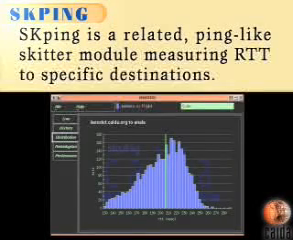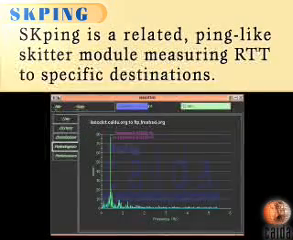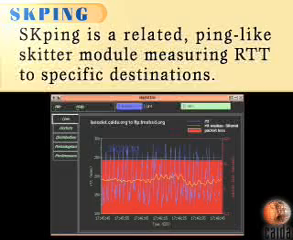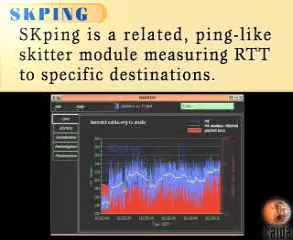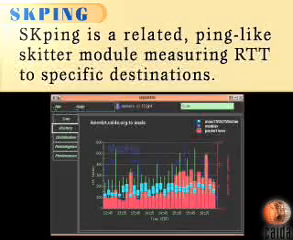SKPing is a related, ping-like SKITTER module measuring round-trip times to specific destinations. SKPing runs at varying resolutions from 2 to 30 packets per second, depending on network loads. This is used in performance evaluation and analyzing the frequency of route changes.